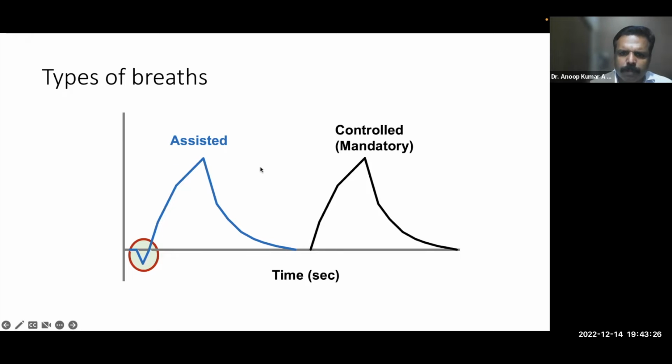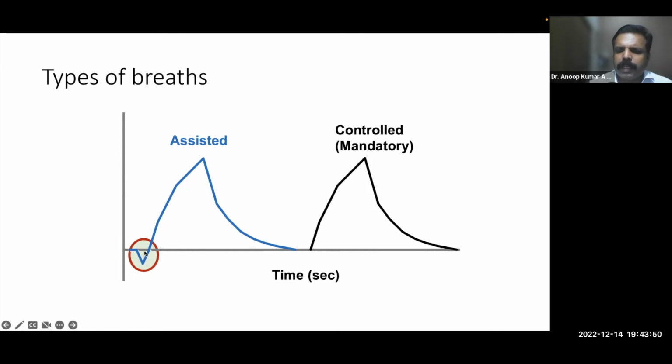In assist control mode or in the control mode, you can see the tidal volume or the pressure will be constant depending on the volume control or pressure control breath. So the volume will be the same, but the difference is one is triggered by the patient, the other is triggered by the machine alone. But here in assist control mode also, if the patient is not triggering, the machine will take over that.